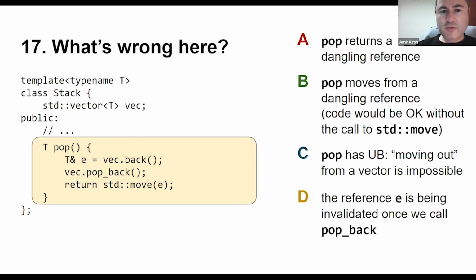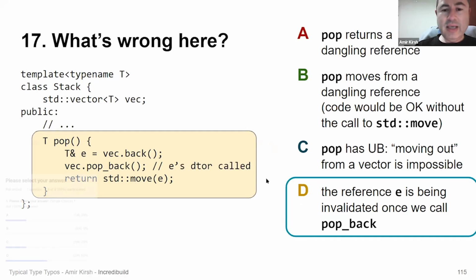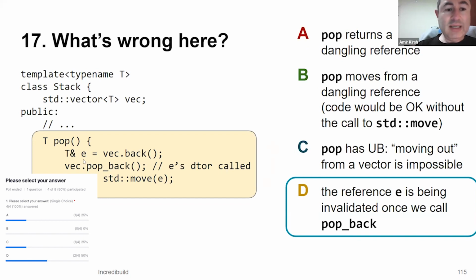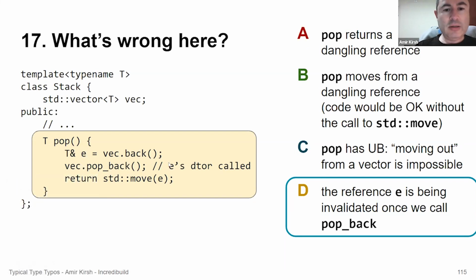And most of you say D. Some of you say A and C. And the answer is D. The answer is D because the reference E is fine until you pop back. Once you pop back, the reference E becomes invalidated because I just referenced something that pop back deleted. Oops, the problem is here.